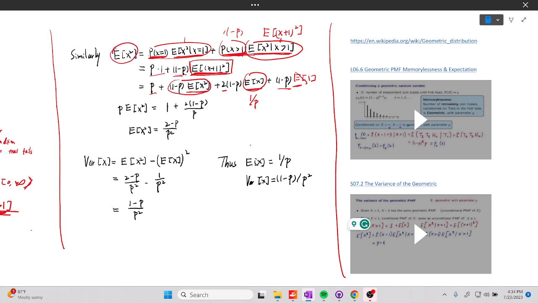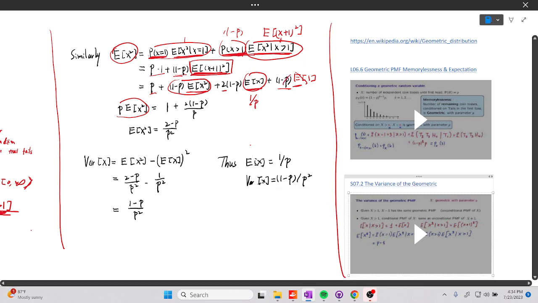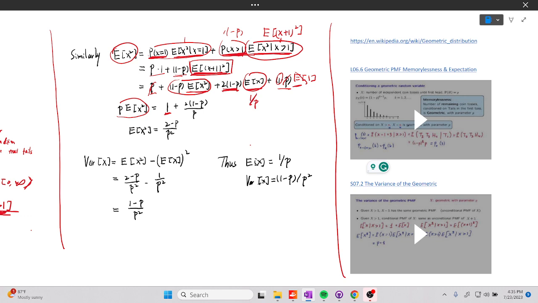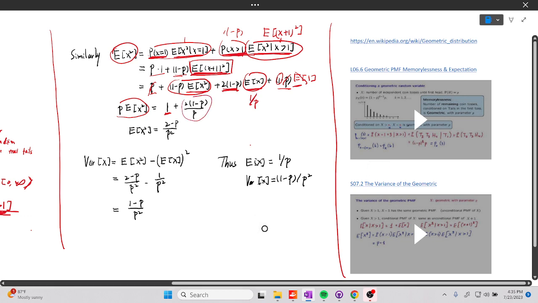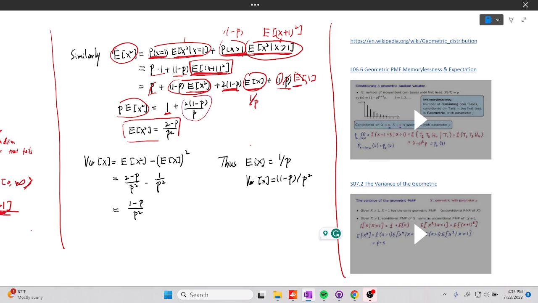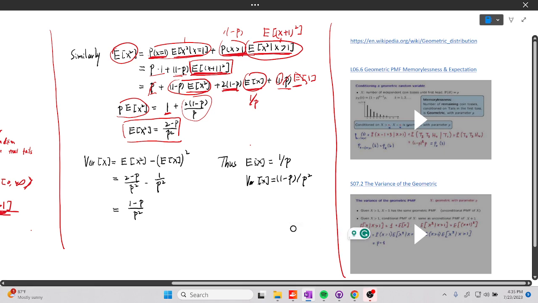Put E[X squared] on the left. We have p minus p, and there's 1 left here. It's 1 here, and it's (1 minus p) over p right here. And then we get E[X squared], dividing by p on both sides, we got (2 minus p) over p squared.